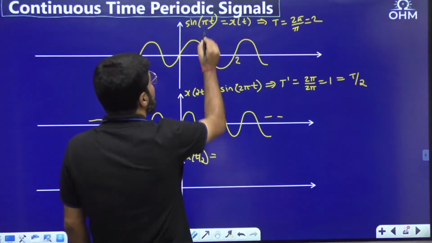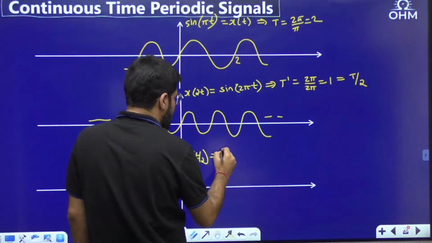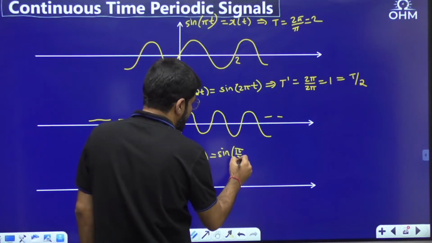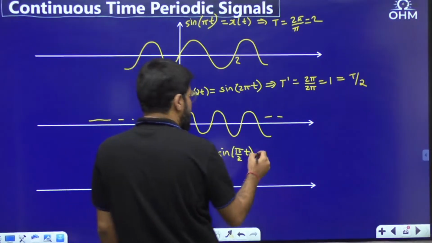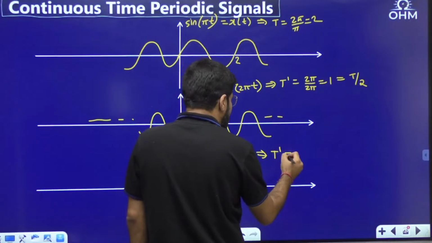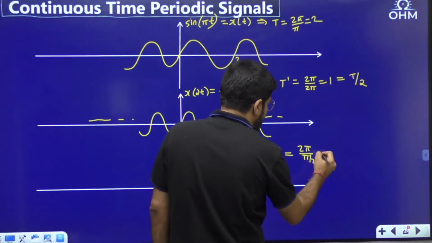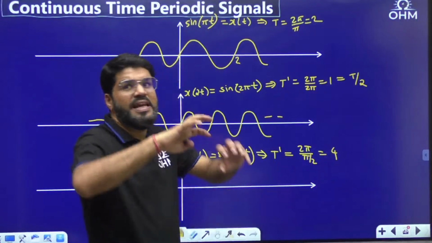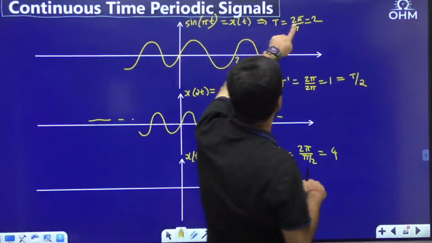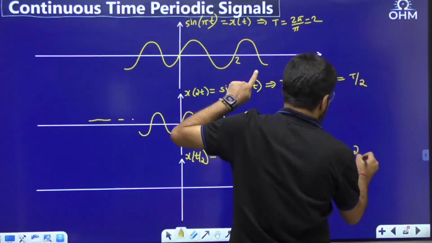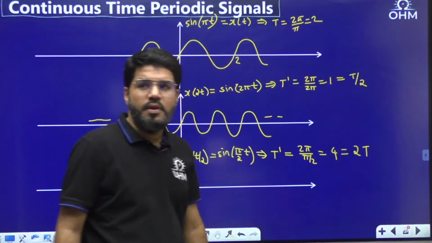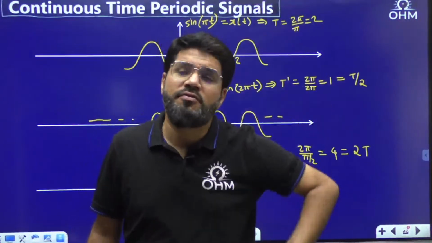If you do x of t by 2, that is going to become sine of pi by 2t. But every sine omega t is periodic, na? Every sine omega t is periodic. What is its period? 2 pi upon pi by 2, that is 4 units. So the period has been increased. With respect to the earlier one, the period was 2. Okay, the period is doubled as compared to the first case.